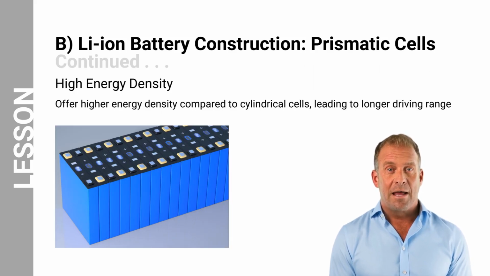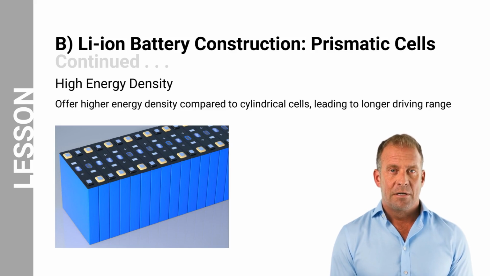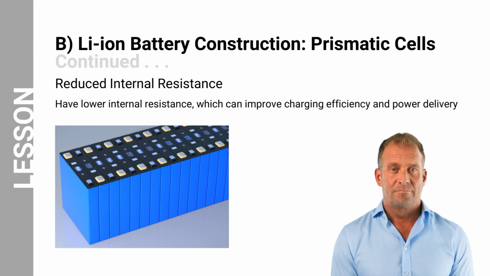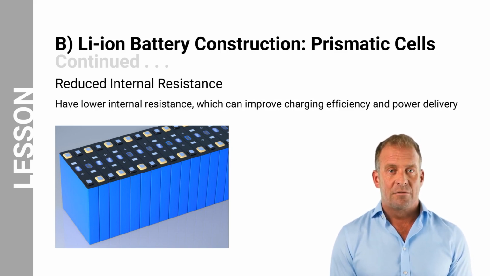Now, let's look at the high energy density of prismatic cells. Prismatic cells can offer higher energy density compared to cylindrical cells, leading to a longer driving range. Next, let's look at the flexible design. The flat shape of the prismatic cells allows for more flexible pack designs, potentially enabling larger battery packs within a given space. Now, we will look at the reduced internal resistance. Prismatic cells generally have lower internal resistance, which can improve charging efficiency and power delivery.